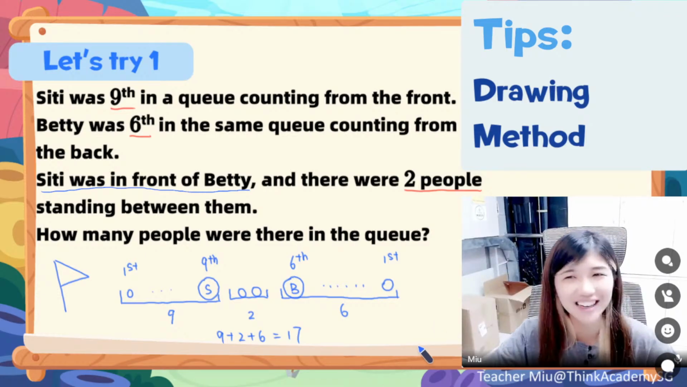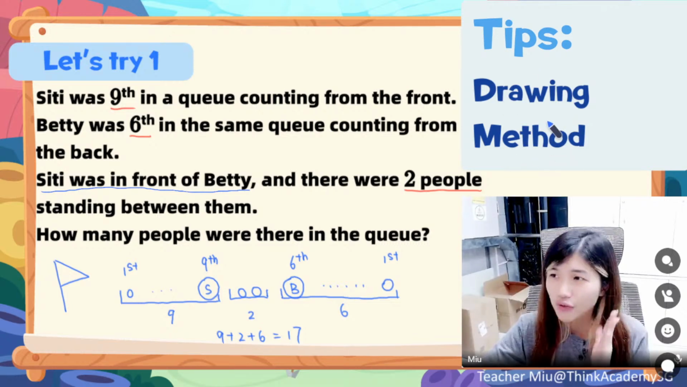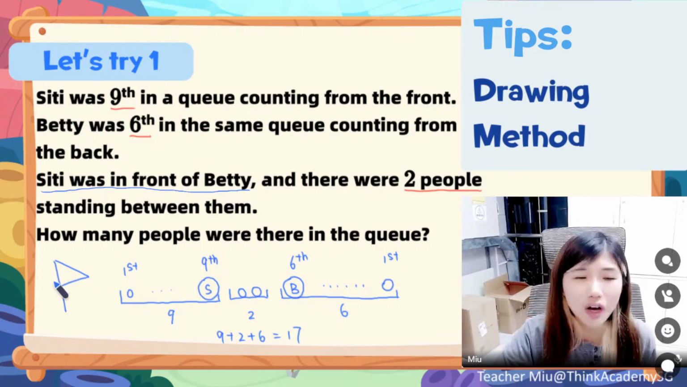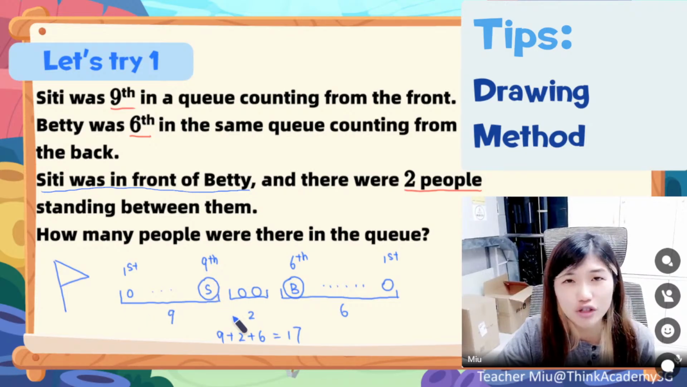Well done, dear. So about queuing problems, always we use the drawing method. So for the drawing method, it's also very easy thing, right? You just need to draw the flag to show you the front, draw the main characters and also the other people, give it the bench to sit on, and label the numbers in the end, add up.